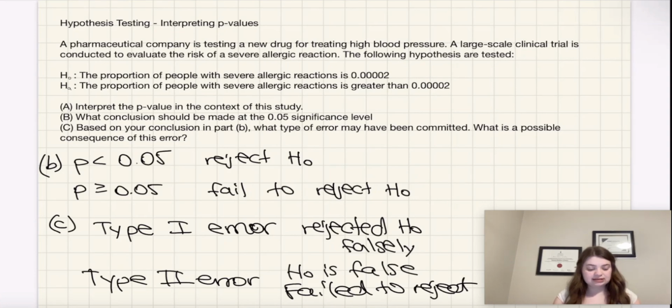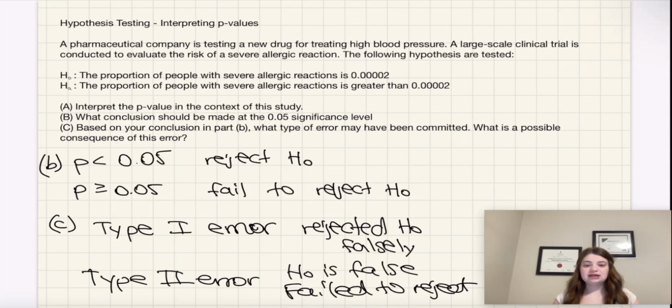And so basically, in that case, a type 2 error may have been committed. And that means that we failed to detect that the allergy risk is actually greater than 0.002, right? We failed to detect that that is the case. And so the consequences of that could be that the drug might be approved at higher rates than it should be, or people might not necessarily know the true risks of it in that particular situation.